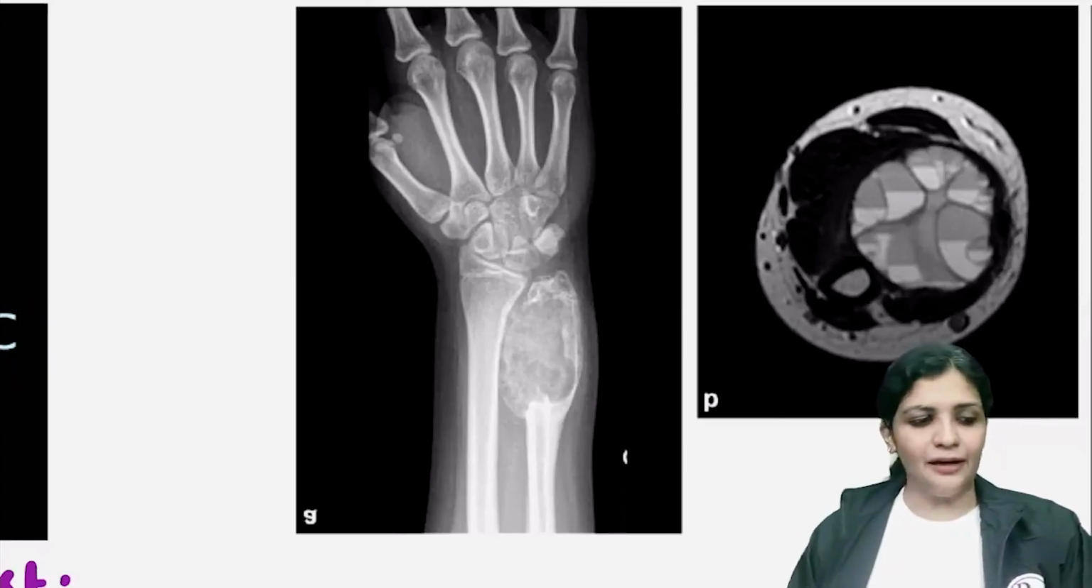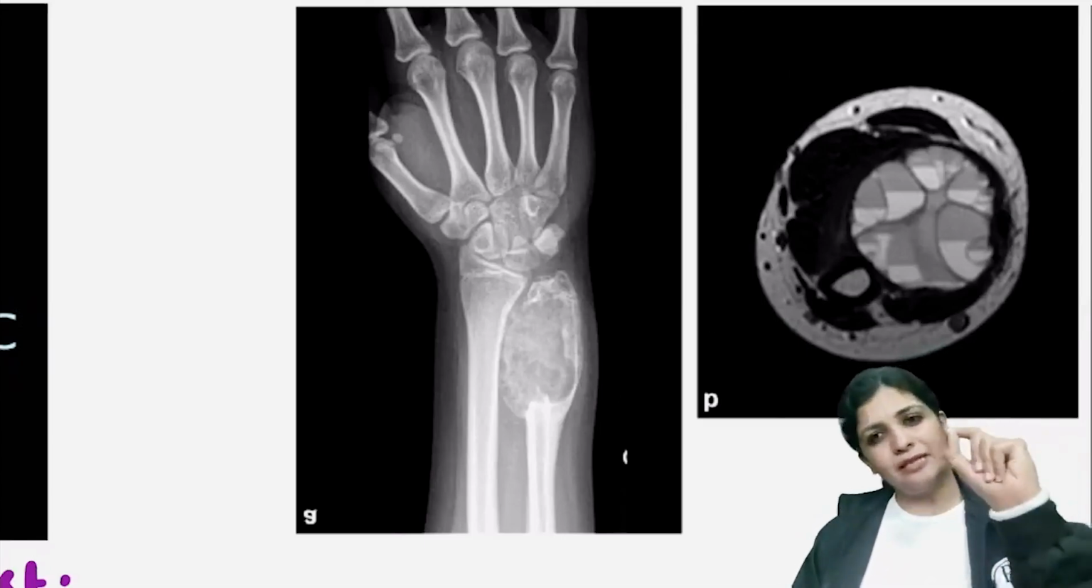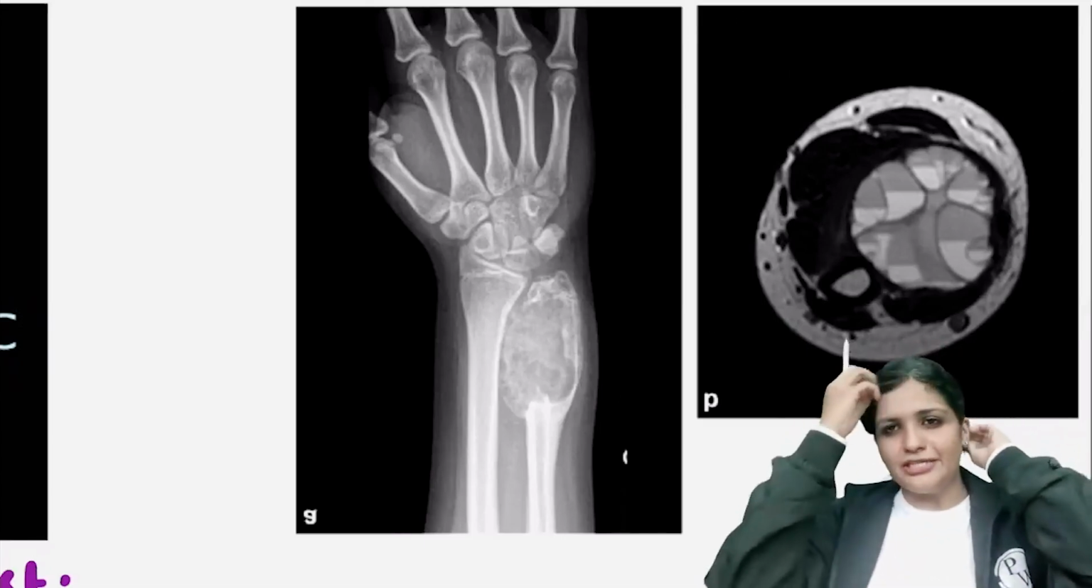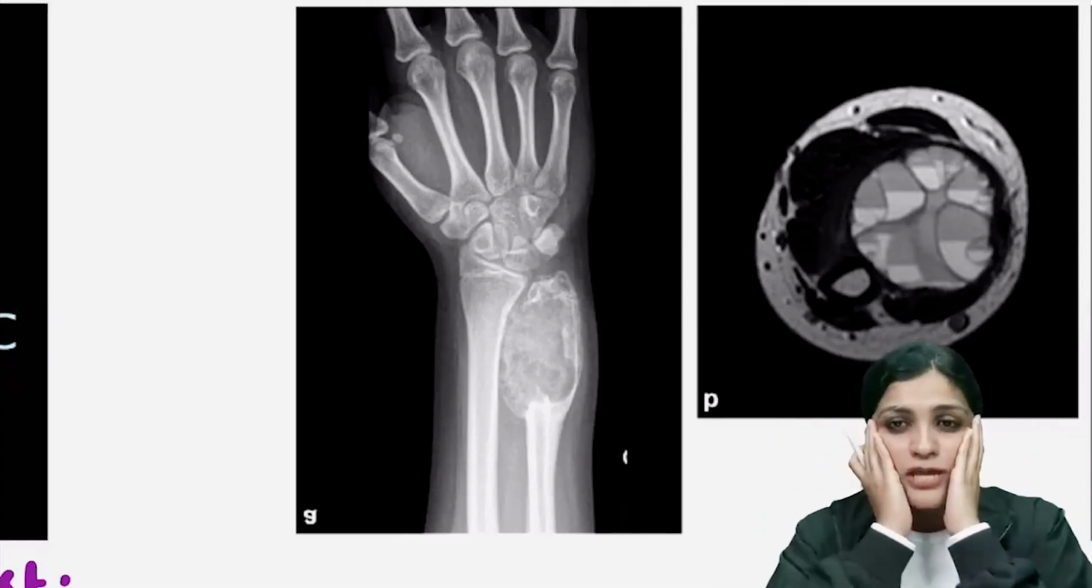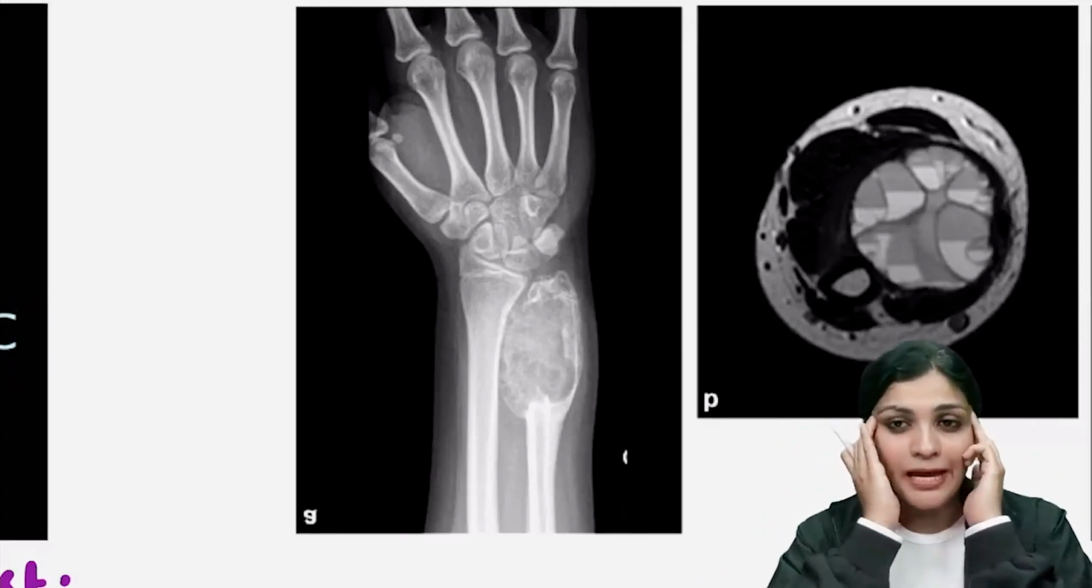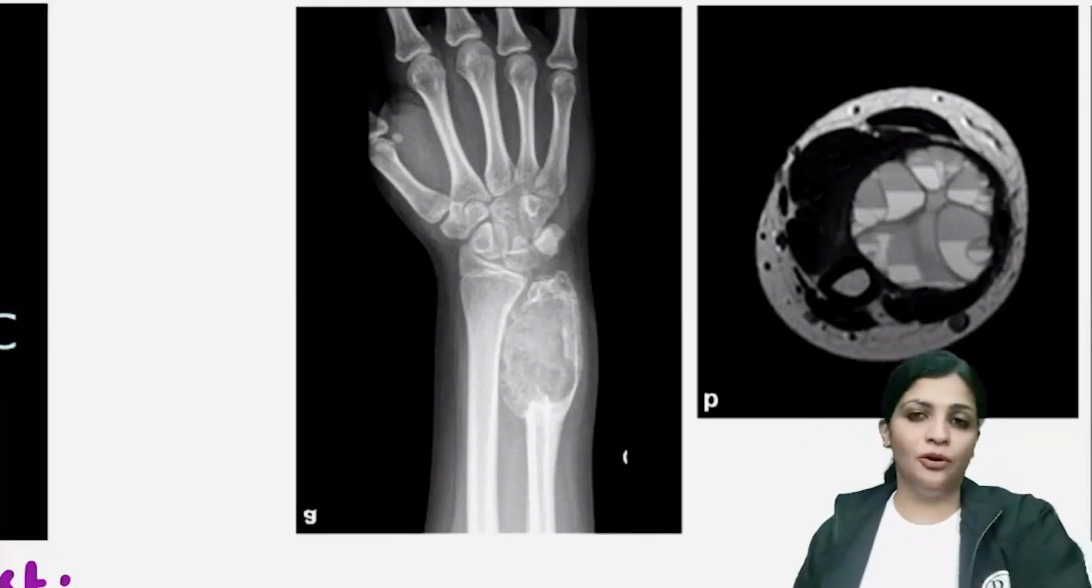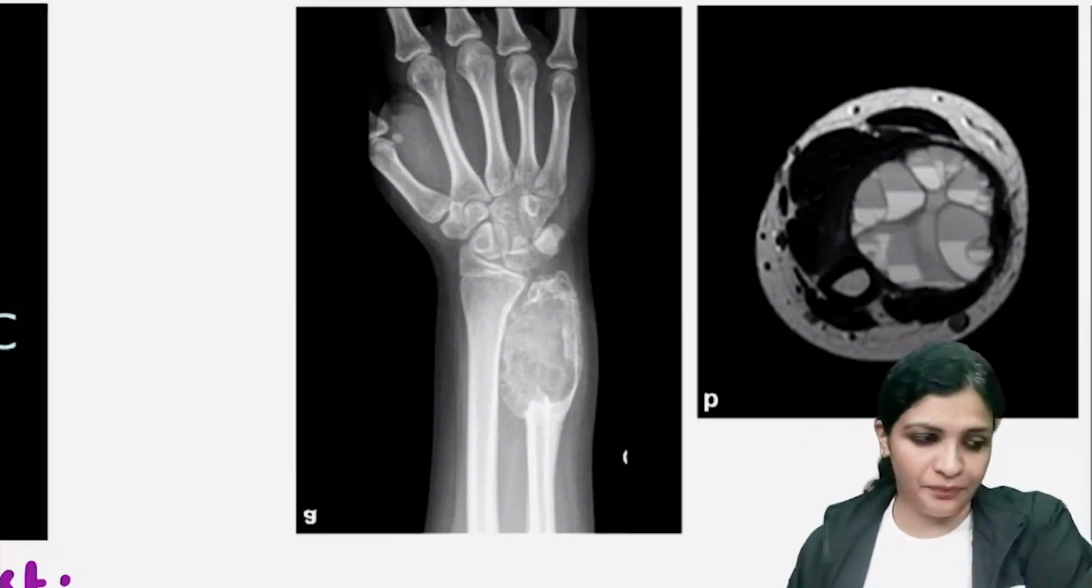See, osteoid osteoma is less than 1 centimeter, right? So usually excision is not an option. What we go for is radio frequency ablation.